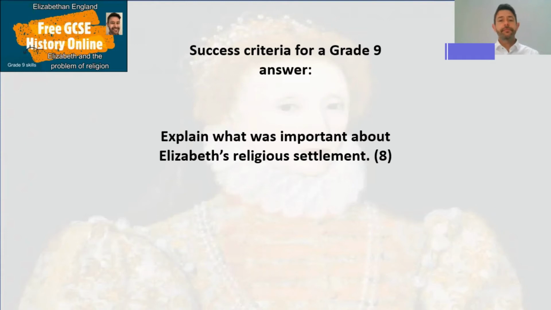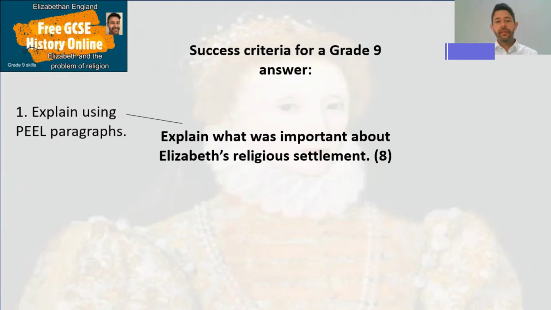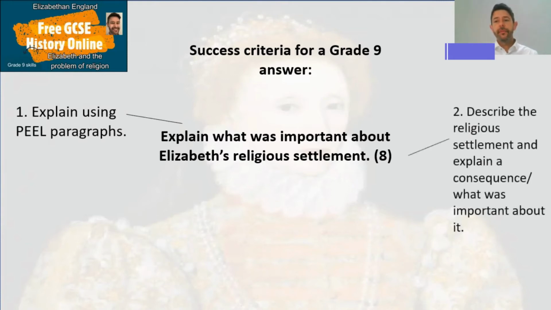So firstly, we need to explain using our PEEL paragraphs. We need to make our points, give our evidence, and explain. So within this, we need to describe the religious settlement. Obviously, that's the point that's made there. So we might need to give some examples of the religious settlement in our evidence section, and then explain ways that it was important for Elizabeth or for England. Maybe it's evidence and consequences again.